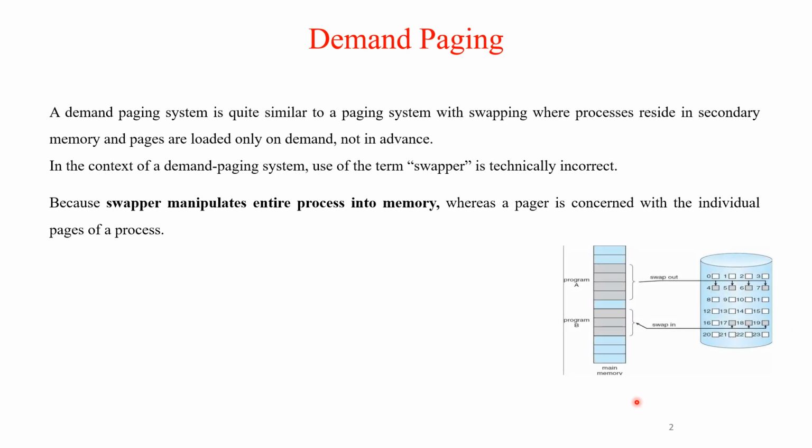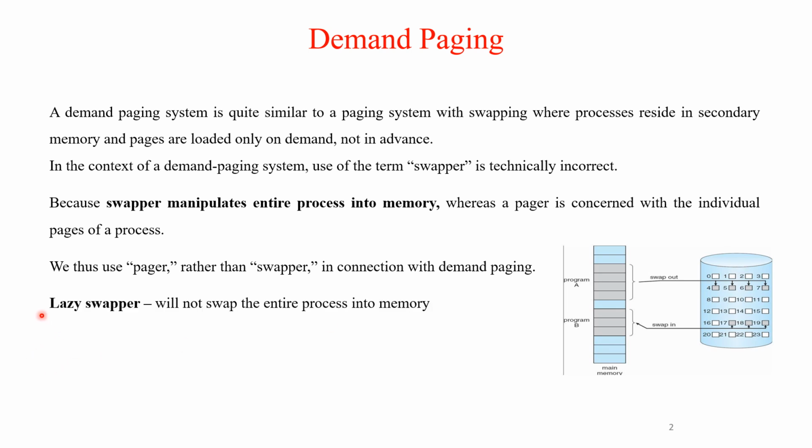Here is a small diagram to indicate how swapping is done. This is the main memory and this is the secondary memory. If the pages are not required, they will be swapped out from the main memory to the secondary memory, and if the pages are required which are not there in the main memory, then they are swapped in from the secondary memory to the primary memory.